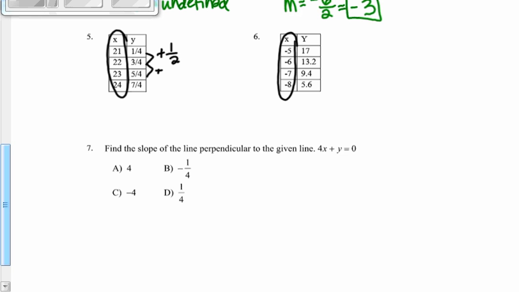And then you want to make sure that that's true all the way down your table. And it is in this case. And if it is true all the way down, that's your slope. If it's not true, that means it's not a linear function. We're trying to trick you on something.